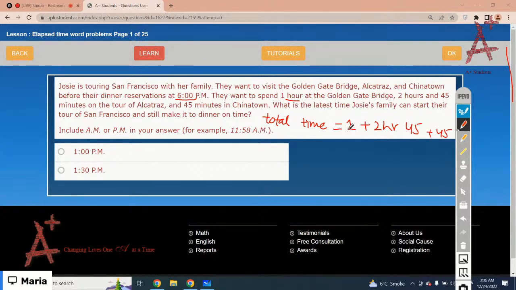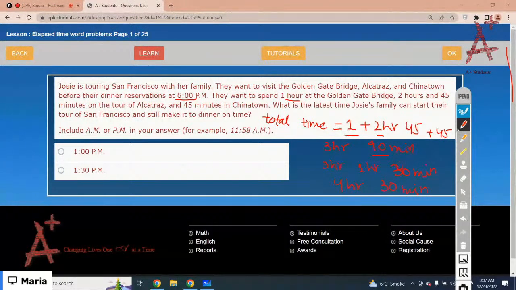So when you add up all the time, 2 hours and 1 hour is 3 hours, and 45 minutes plus 45 minutes is 90 minutes. 90 minutes means 1 hour and 30 minutes. Got it? So you just add hours and hours. You have 3 hours. When you add minutes, it is 90 minutes, and you can write the 90 minutes as 1 hour 30 minutes. That means the total time is 4 hours and 30 minutes. Got it? This way you can calculate the total hours.